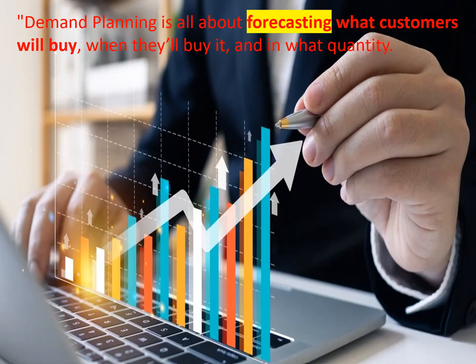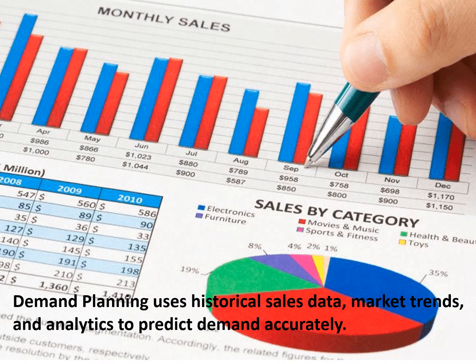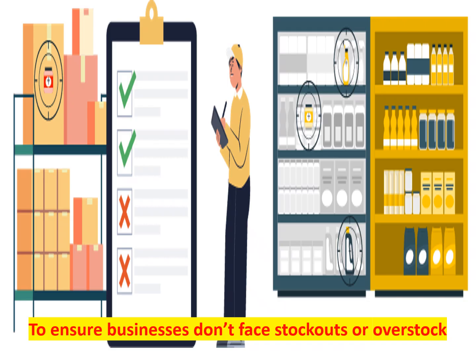Let's first define what is demand planning. Demand planning is all about forecasting what customers will buy, when they will buy it, and in what quantity. Demand planning uses historical sales data, market trends, and analytics to predict demand accurately. The goal is simple: to ensure businesses don't face stockouts or overstock situations.